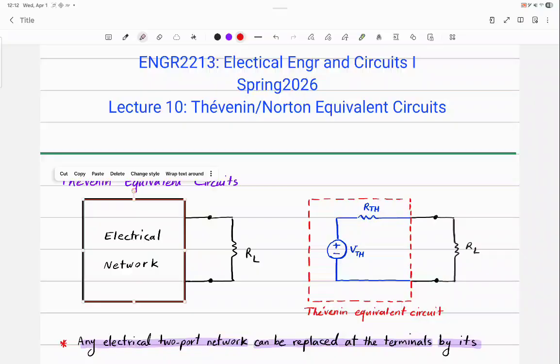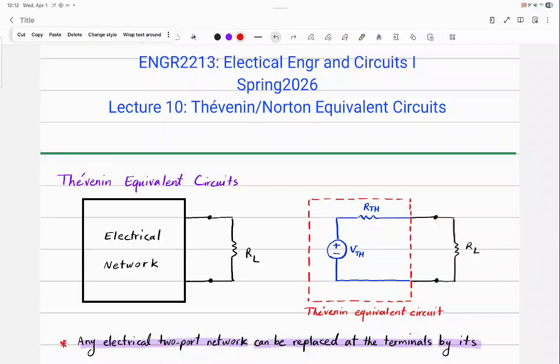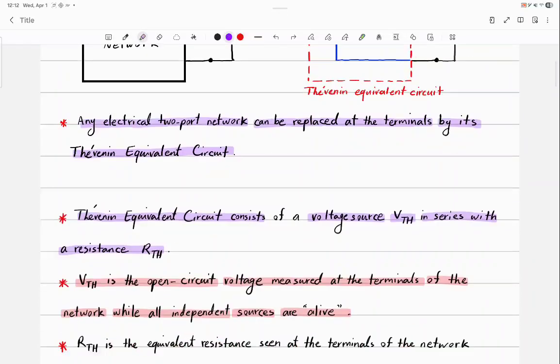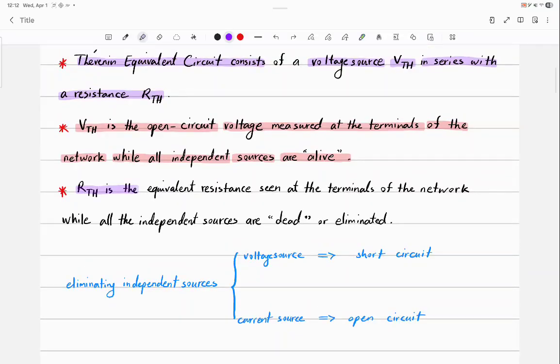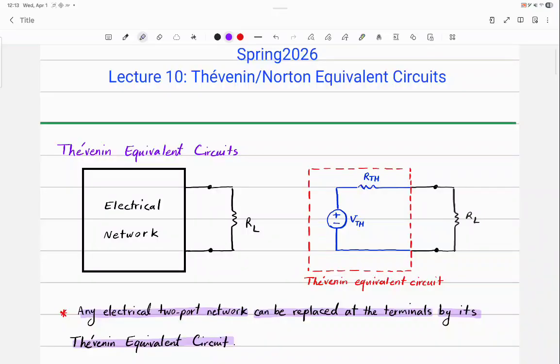Kill all the independent sources. The circuit shouldn't be energized, okay? Equivalent resistance seen at the terminals of the network while all independent sources are dead or eliminated. I want you to understand this wording of that. Seen at the terminals, okay?